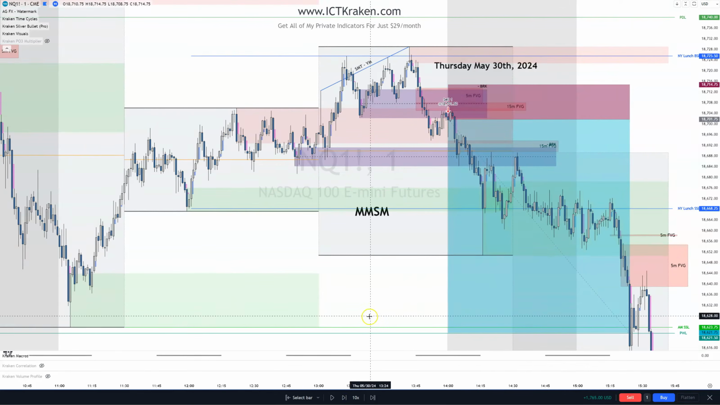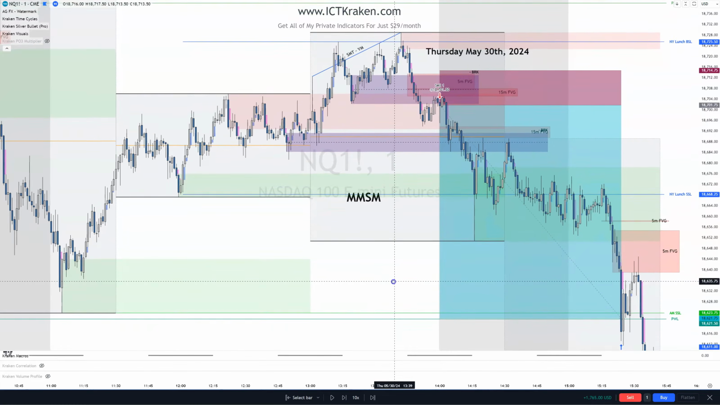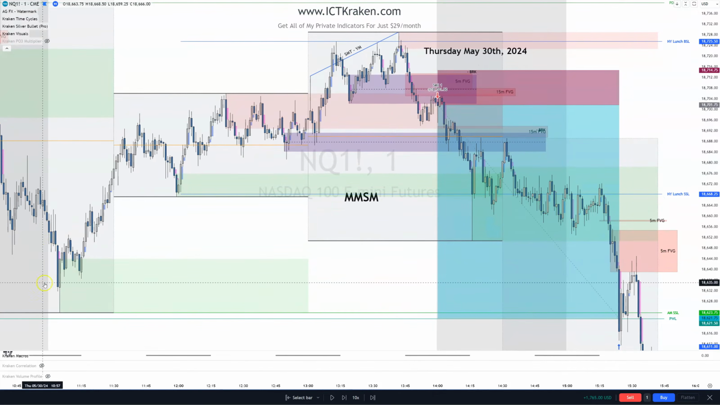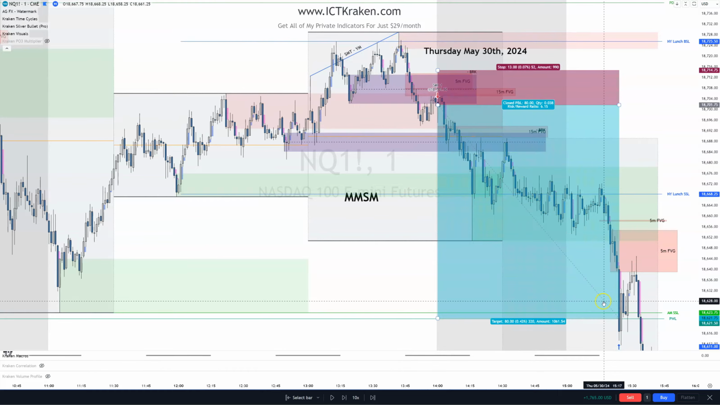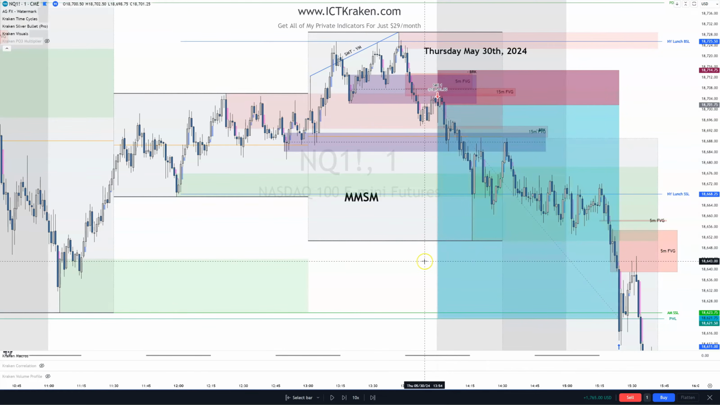So, market maker sell model complete. Original consolidation. You have the buy side of the curve. Smart money reversal. You got SMT here with YM. You got a breaker block, market structure shift here. And then you're on the sell side of the curve. Okay.